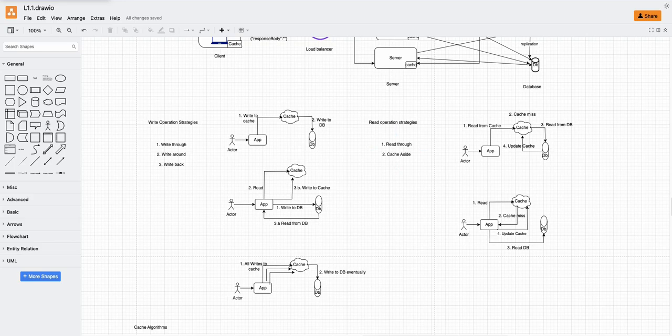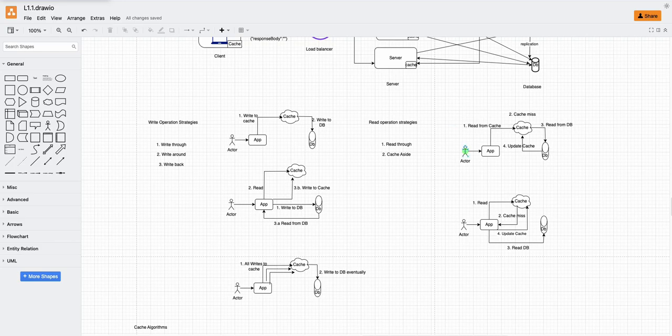And finally, the cache aside read operation strategy. In this strategy, whenever a read operation comes to the cache, if the data is there, it will return it. And if the data is not there, it sends a notification that the data is not there. The application calls the database, gets the data and updates the cache so that the user can get the data. So this is cache aside.